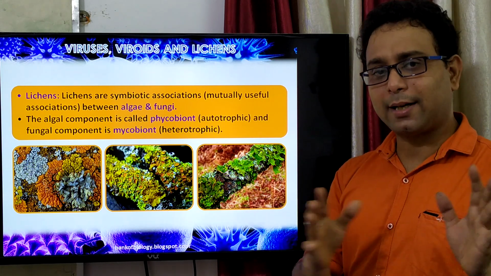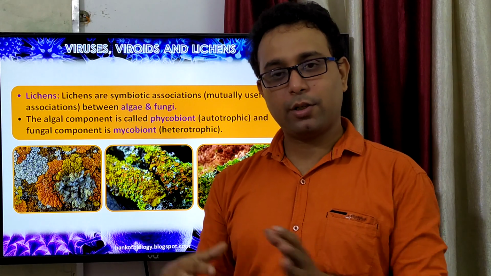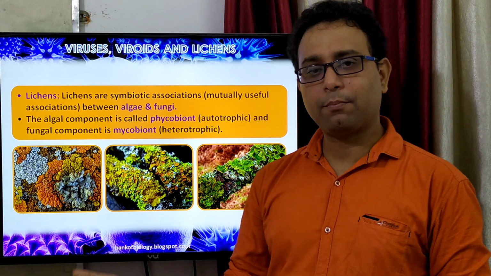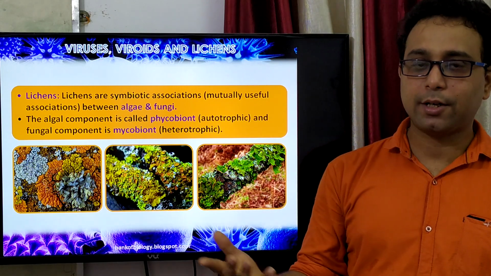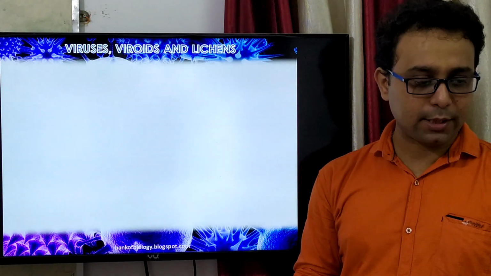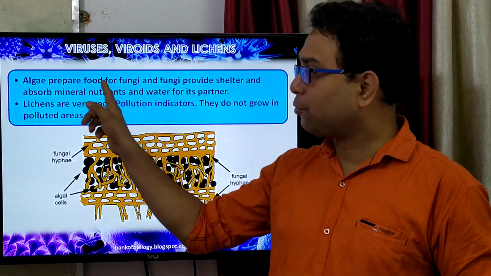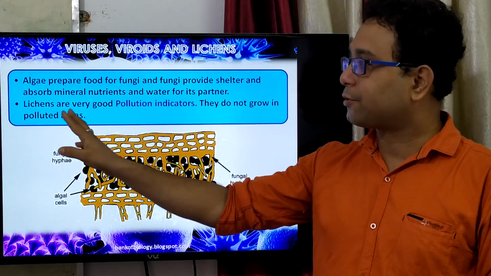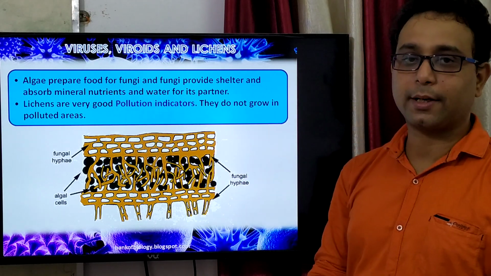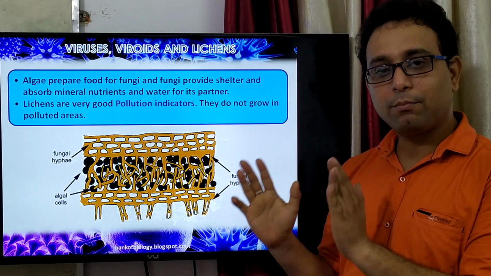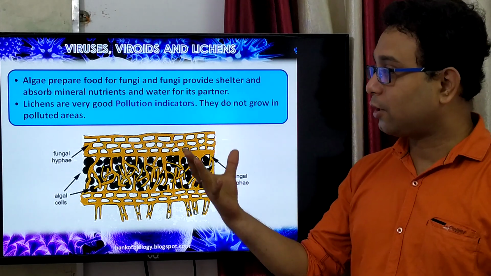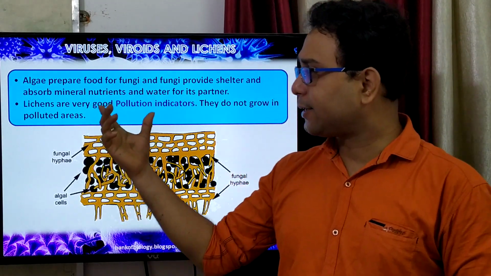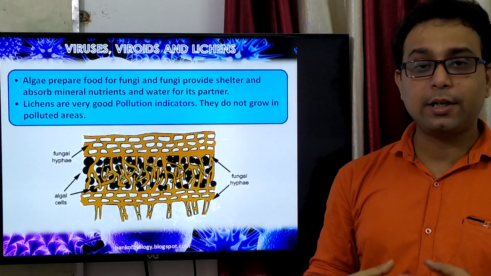So we already understand that lichen is a symbiotic association between two organisms, algae and fungi. Algae are autotrophs, called phycobionts. Fungal components are the mycobionts, which are heterotrophic. But how do they help each other? Algae prepare food for fungi because fungi are heterotrophic. And fungi provide shelter and absorb mineral nutrients and water for their partner. In such a manner, both organisms are benefited, so it is called symbiotic association. One important significance of lichens is that lichens are very good pollution indicators. Why?